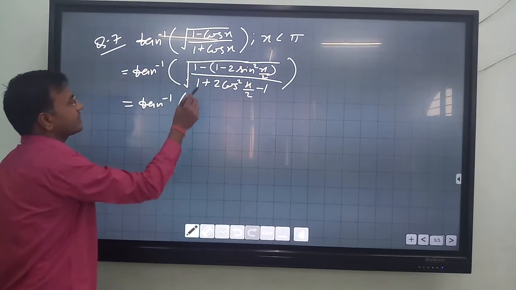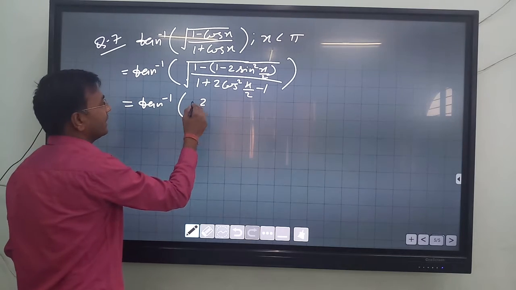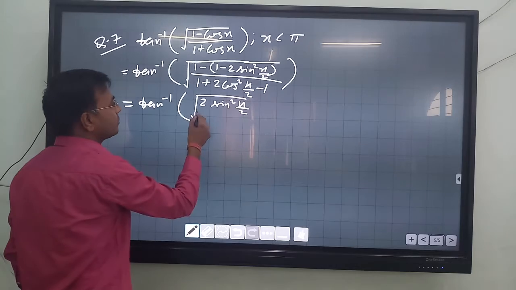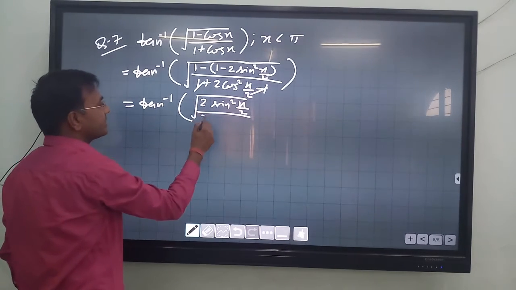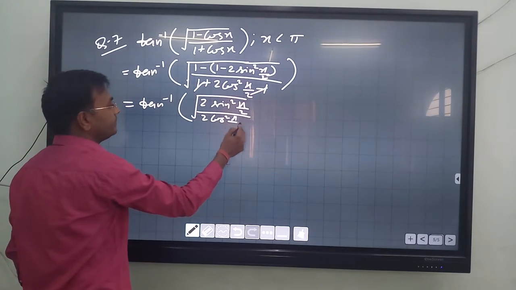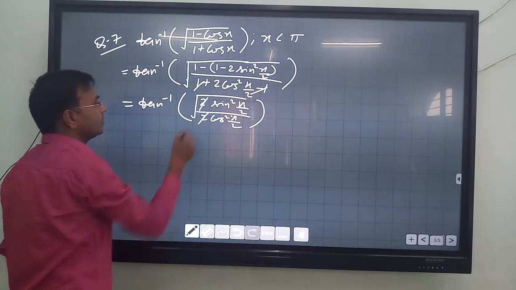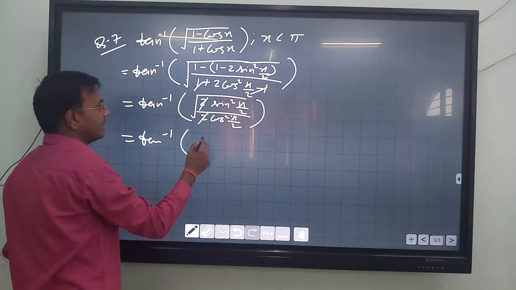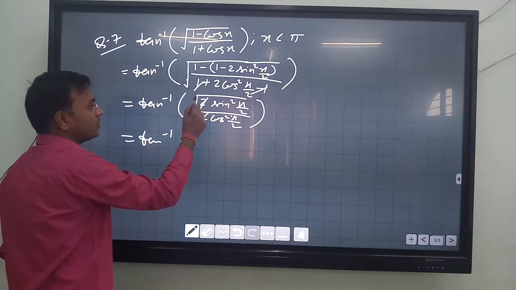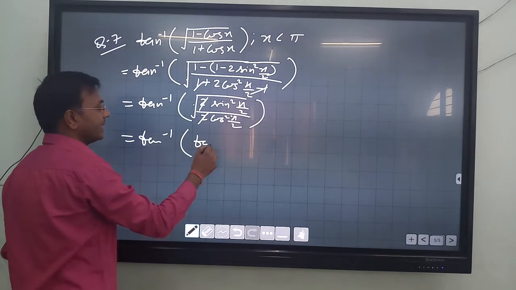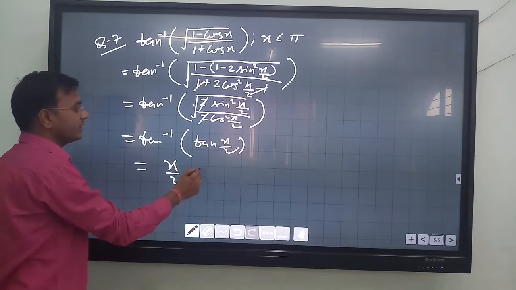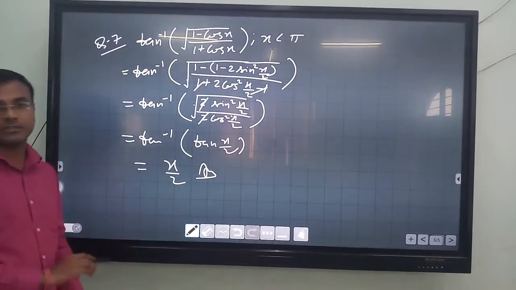So on simplifying this, 1 over 1 cancels. So we'll get under root of 2 sin square x by 2 divided by 2 cos square x by 2. Now 2 over 2 cancel. So tan inverse of sin square by cos square, that is tan square x by 2, and under root cancels. So we get only tan x by 2, and by property only x by 2, which is the answer.